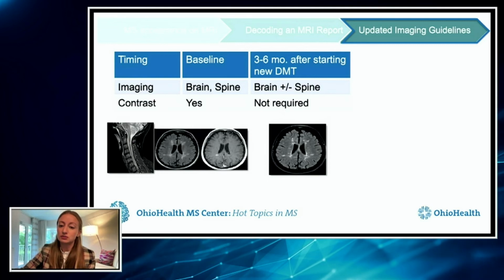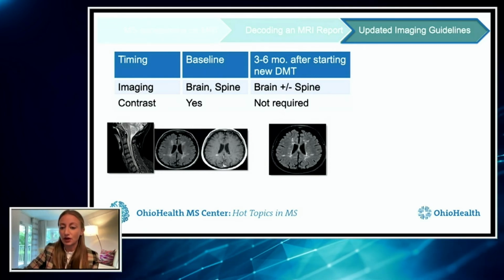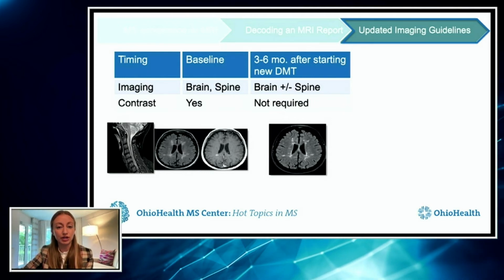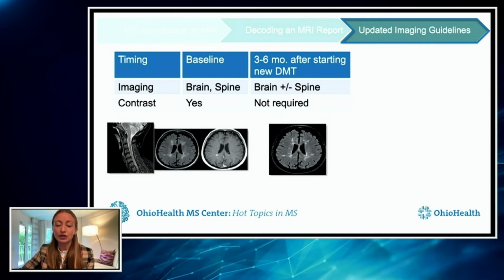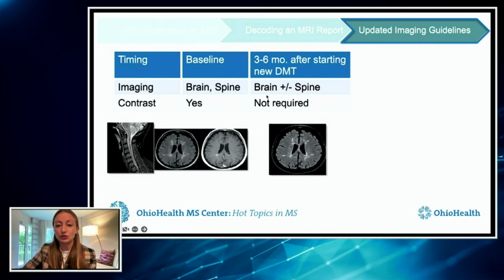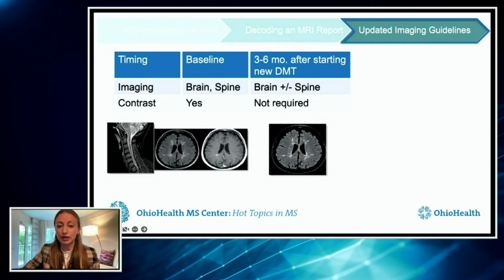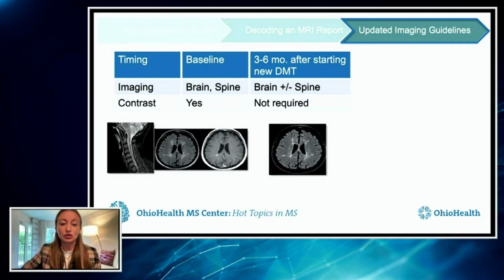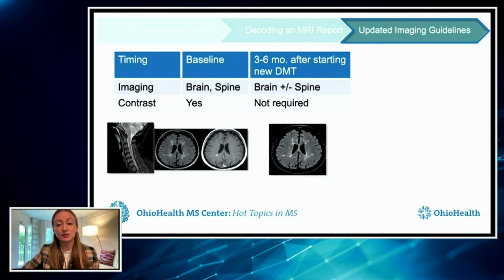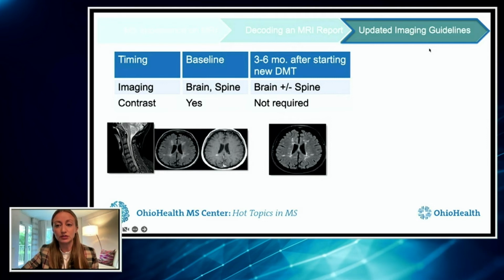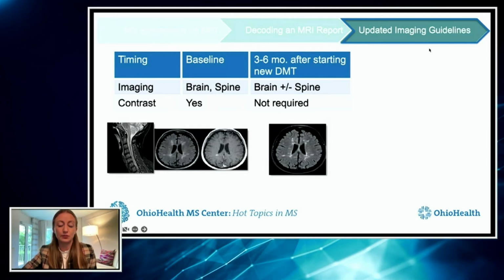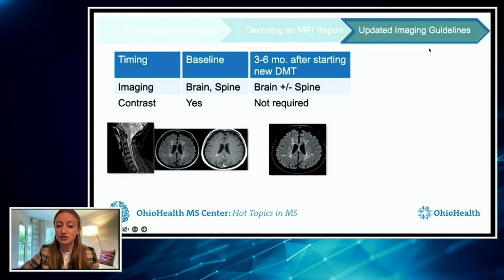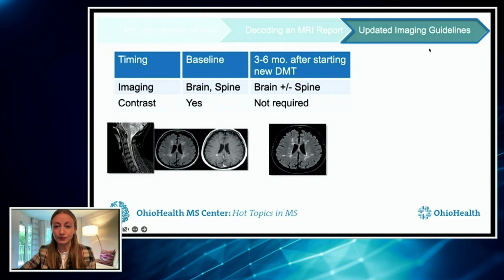After a diagnosis is made and someone is started on a disease-modifying therapy, or in the future, if the disease-modifying therapy is changed to something different, we always want to get a new baseline image. So 3 to 6 months after starting any new disease-modifying therapy, it's recommended to get new baseline images. This includes at least the brain. In some cases, we might include the spine too, depending on the specific case. For example, if someone had a lot of disease in the spinal cord, we may want to get another baseline spinal cord image to compare to in the future.